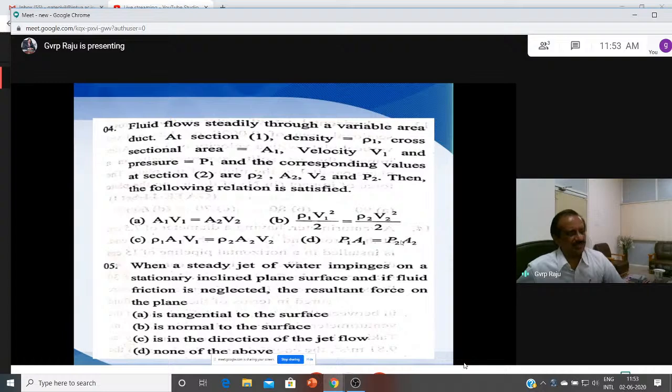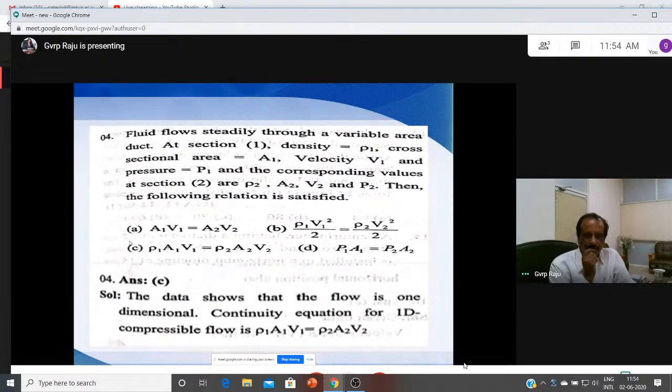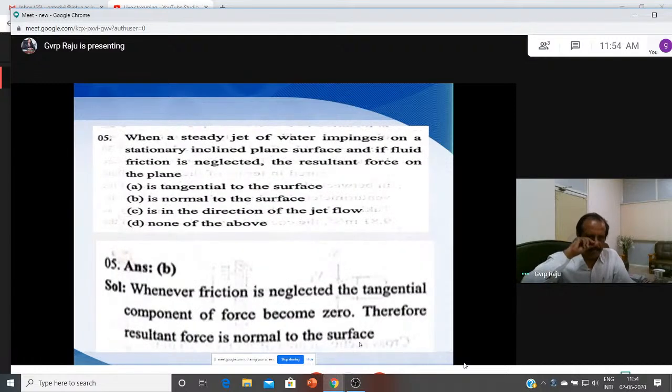Q is equal to A1 V1 equal to A2 V2. In that we have considered rho to be constant, but when rho is not constant, it will be rho 1 A1 V1 and rho 2 A2 V2. Because he has asked to give the relation between these, the following relation is rho 1 A1 V1 equal to rho 2 A2 V2. Answer C is correct. The data shows that the flow is one-dimensional, and it is the continuity equation for one-dimensional compressible flow, not incompressible. Fine.